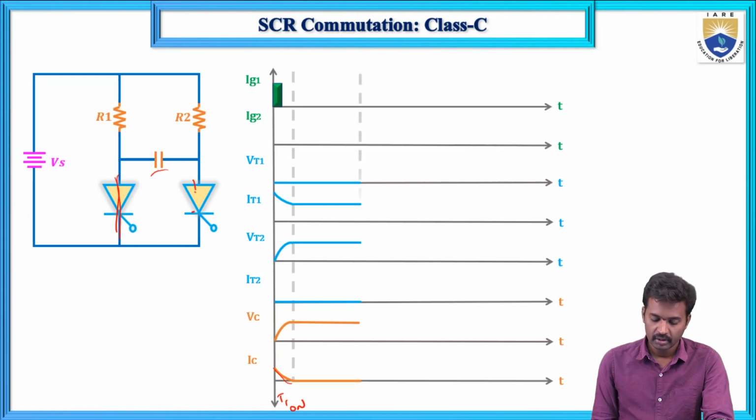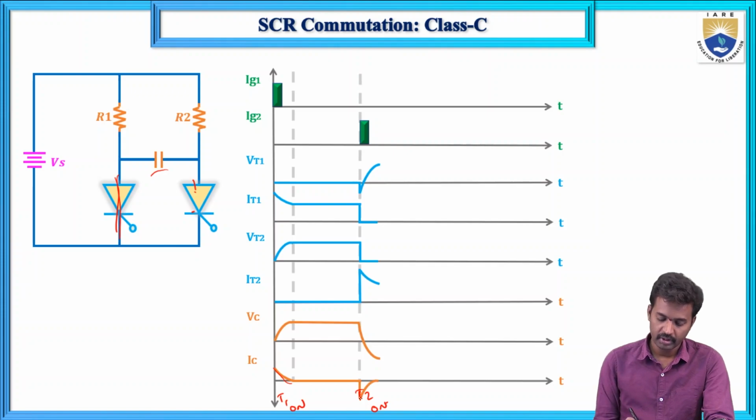And next IC is 0. Now in this case T2 is on, which means the V1 will go to a negative voltage and again increase to positive values, and IT1 value decreases to 0, and VT2 value is 0, and IT2 current will increase, same as the IT1 waveform, and VC goes from positive polarity to negative polarity, and IC value is minus VIC, and this is 0. Next, thyristor T1 will be turned off.